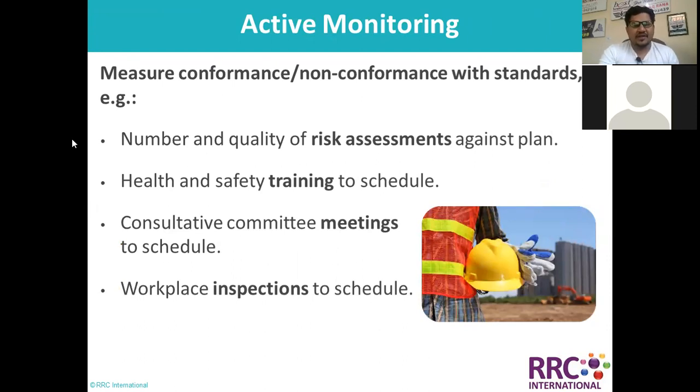Now, for active monitoring, measure conformance or non-conformance with standards, like the number and quality of risk assessments against plan, health and safety training to schedule, consultative committee meetings to schedule, workplace inspections to schedule. So: risk assessments, training, meetings, and inspections. There are four pillars of active monitoring. And I hope you remember, yesterday I told you, as a safety leader, risk assessment is our foundational cornerstone to start our job even.